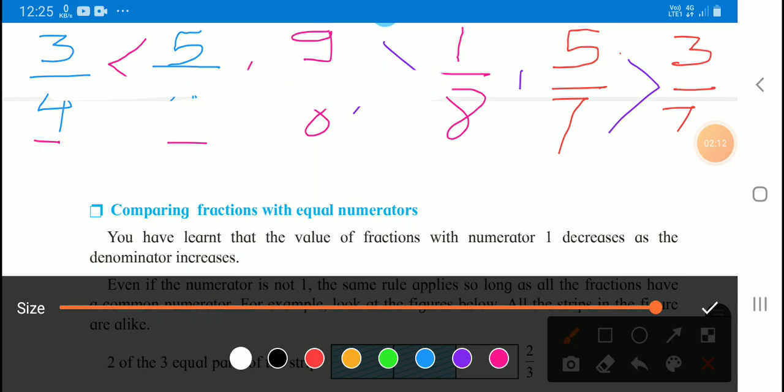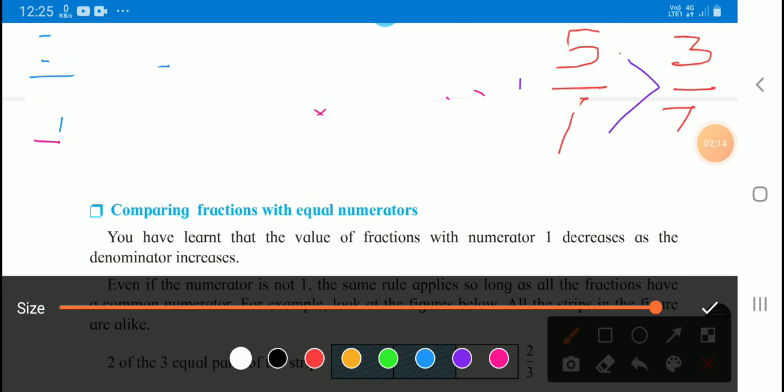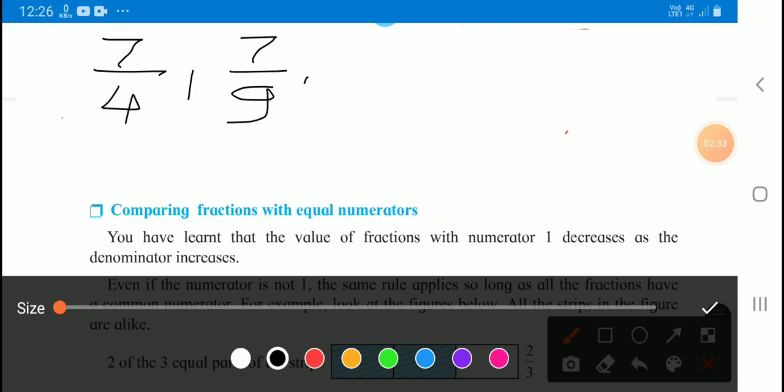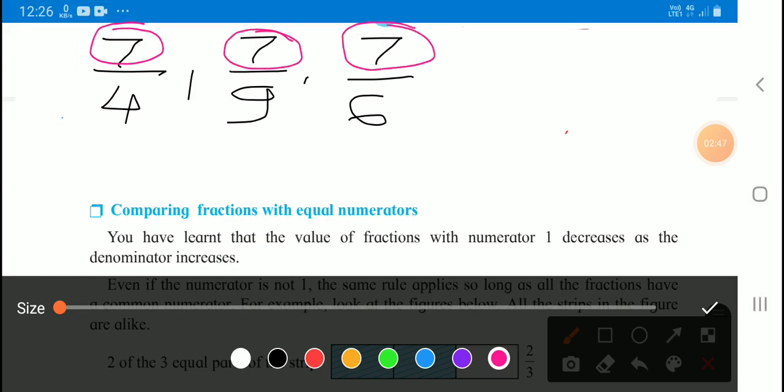numerators. Suppose the numerators of the fractions are the same. Then keep in mind, I will write here a few numbers: 7 upon 4, 7 upon 9 and 7 upon 6. Okay. You can see here the numerator of both the numbers. Sorry, 3 numbers I had taken here. So the numerator of all 3 numbers is equal.